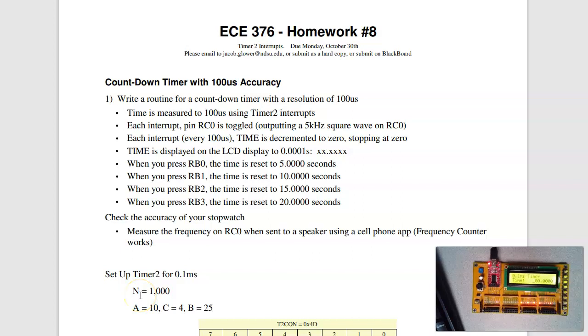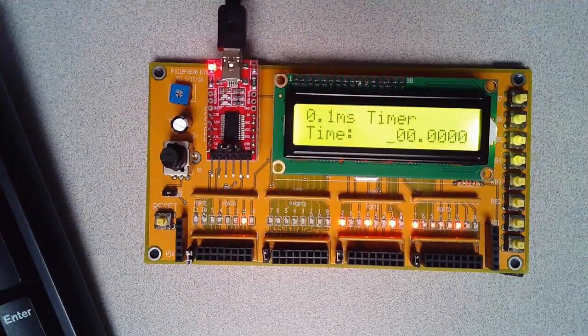Here are solutions to homework set number 8 for ECE 376. This homework set looks at timer 2 interrupts. The first problem is to build an egg timer, kind of a quick egg timer.